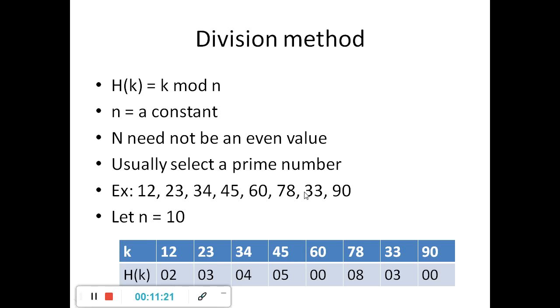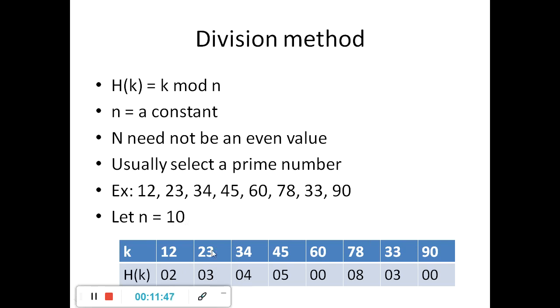Consider the same example once again. Let the value of n be equal to 10. This even number is selected intentionally to show you an important aspect of the division method. So the first incoming data is 12. We perform 12 mod 10, resulting in answer 2. 23 mod 10 gets me 3. 34 mod 10 gets me 4.